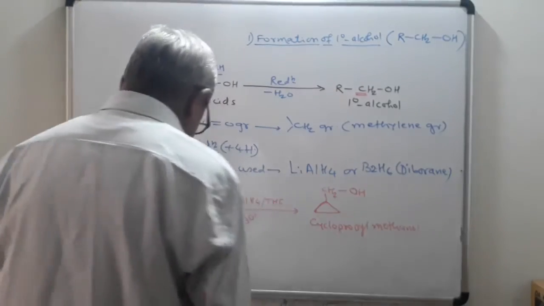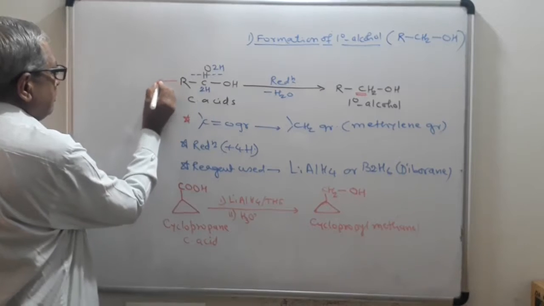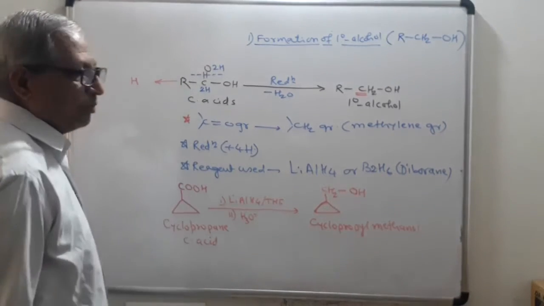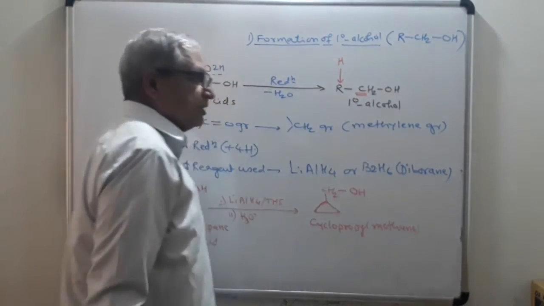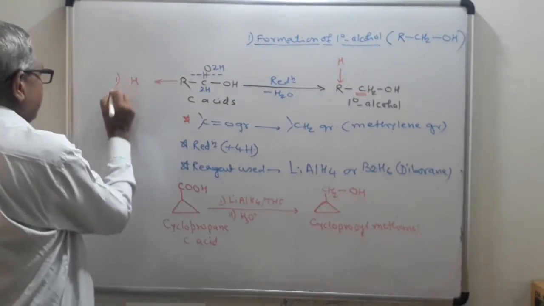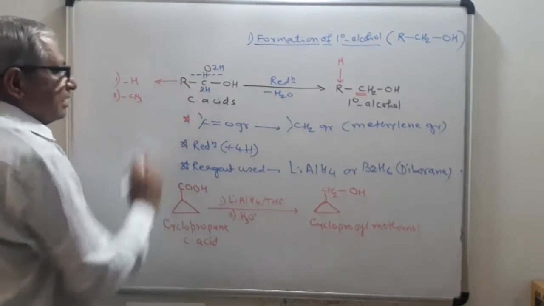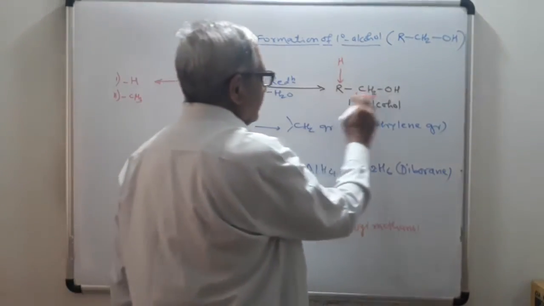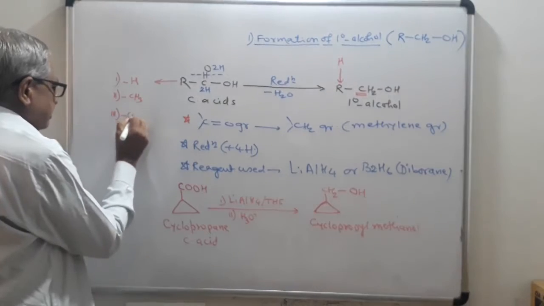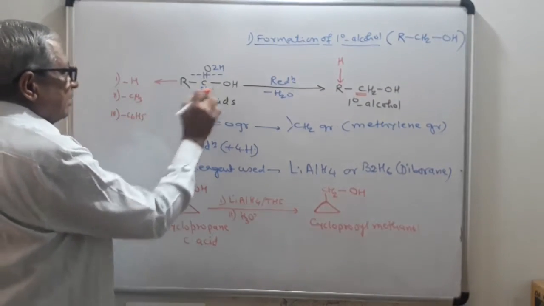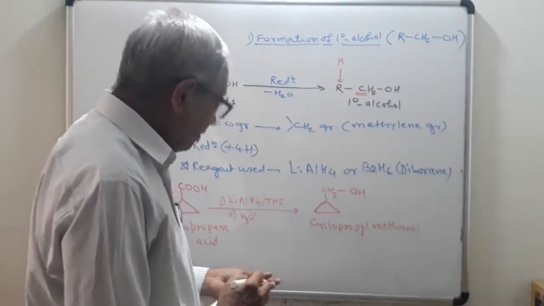Now see the different examples here. Put R is equal to H, it will become formic acid. When R is H, you will get methanol. Second example, put R is equal to CH3, you will get acetic acid. In this case, you will get ethyl alcohol. Third example, put R is equal to C6H5, you will get benzoic acid, and you will get benzyl alcohol. This is the important reaction.